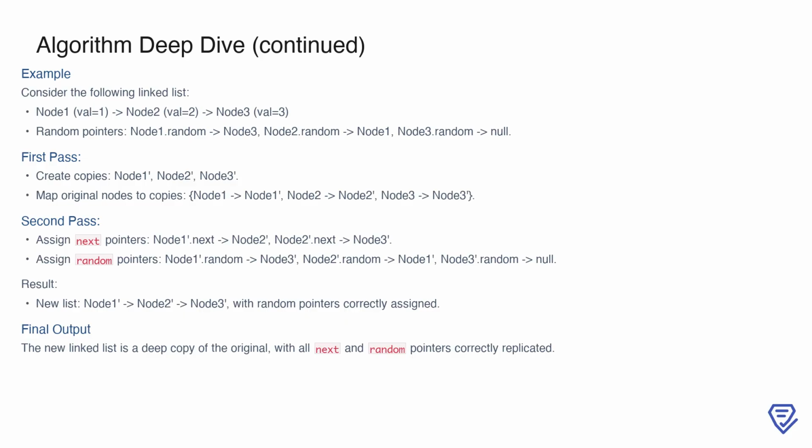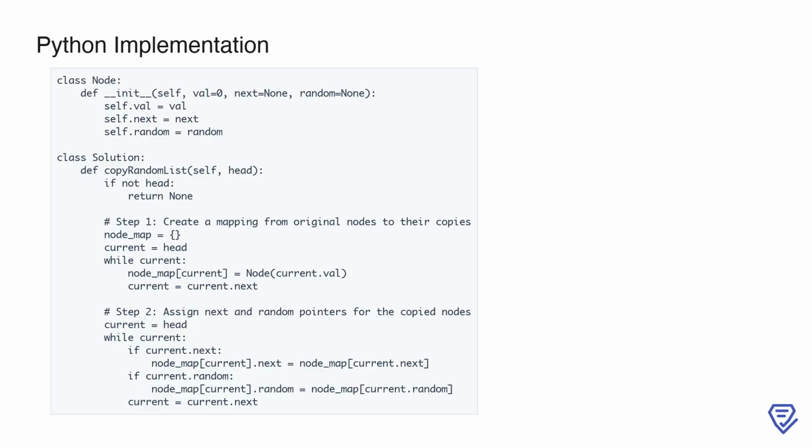Here, we start by defining the node class, which represents the structure of each node in the linked list. Each node has three attributes: val for the value of the node, next for the pointer to the next node, and random for the pointer to any random node in the list. Next, we define the copyRandomList function inside the solution class. This function is tasked with creating a deep copy of the given linked list.